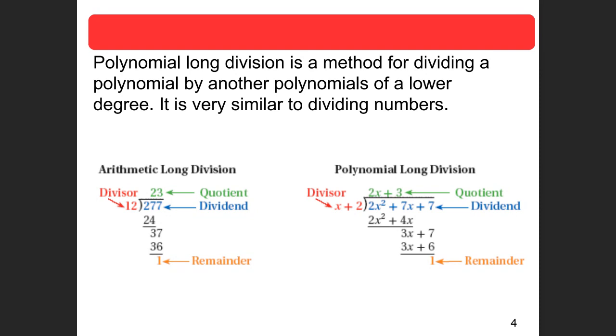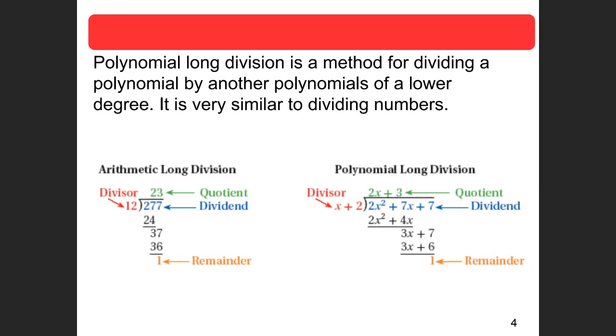If I'm going to divide 12 into 277, first thing I ask myself is how many times does 12 go into 27? That would be 2. Then I multiply the 2 times 12 to get 24. Then I subtract down. Same thing with long division. We're doing exactly the same thing.